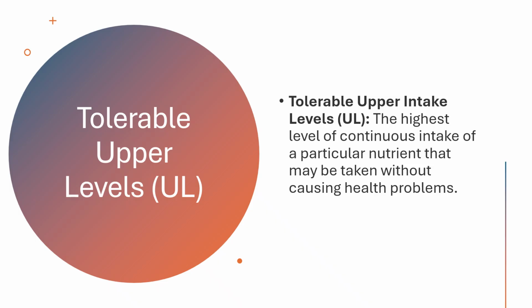Tolerable upper intake levels, UL. This is the highest level of continuous intake of a particular nutrient that may be taken without causing health problems. It is important to avoid consuming nutrients exceeding the UL in a balanced diet, as this could lead to nutrient toxicity. Nutrients not assigned a UL do not necessarily mean they are safe to consume in large amounts, as the toxicity of many nutrients is still being studied.